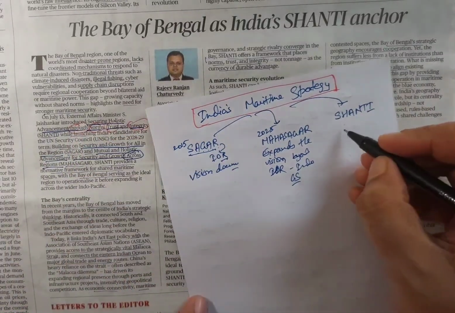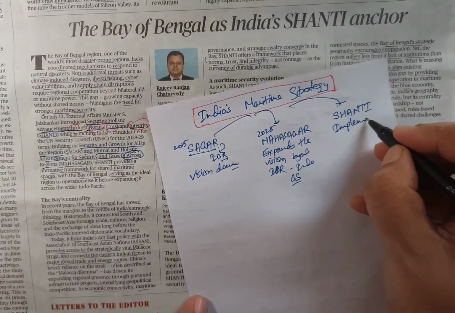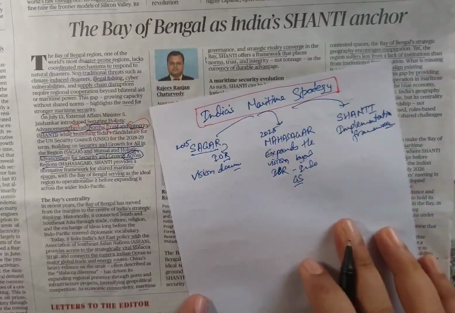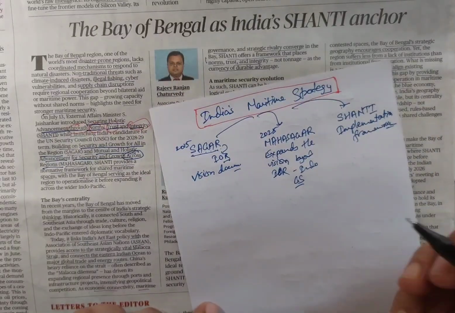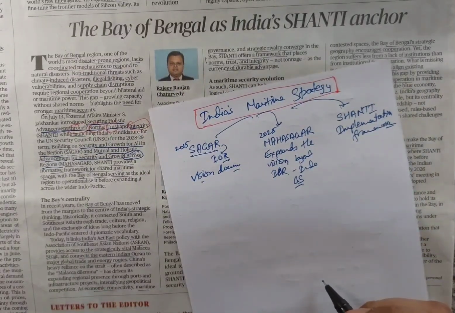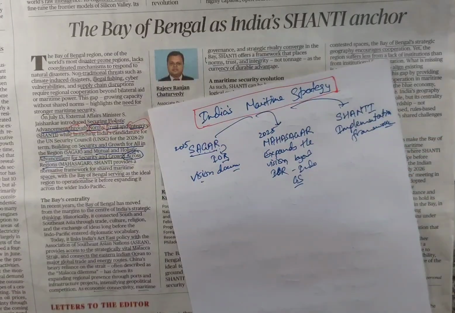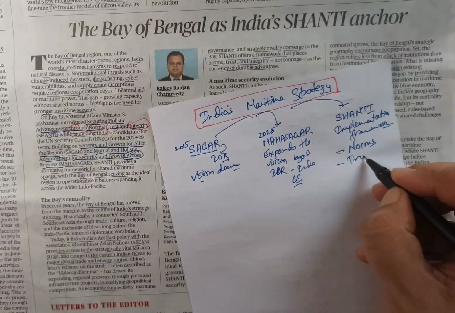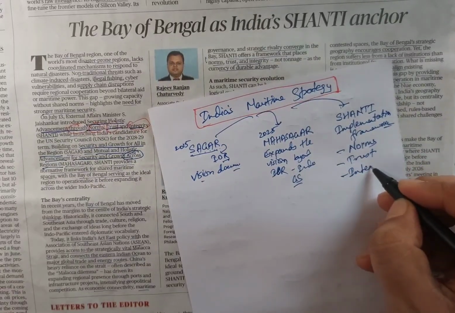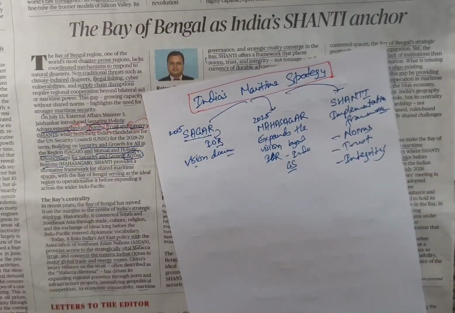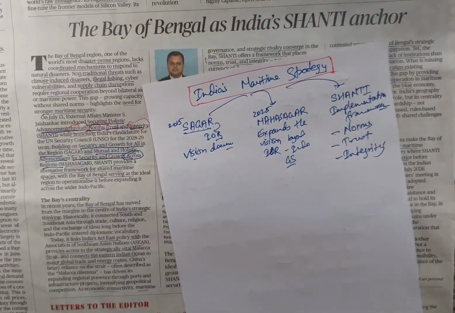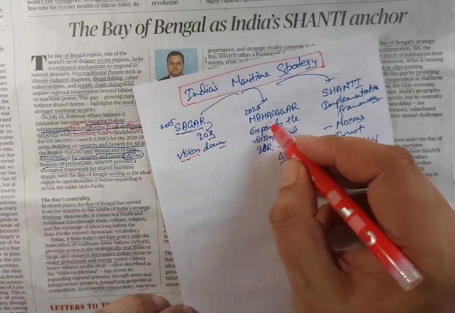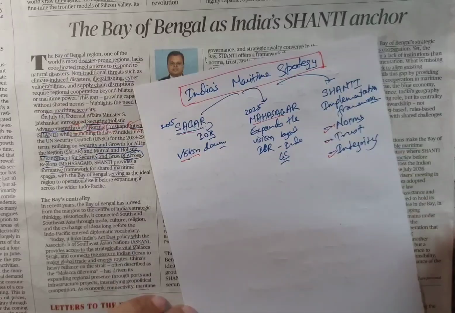So this SHANTI is an implementation framework. How to implement the vision of Sagar and Mahasagar? This SHANTI seeks to work on that. How to implement? Through norms, through trust, and through integrity. So this SHANTI is a kind of implementation framework that seeks to implement the vision of Sagar and Mahasagar through norms, trust and integrity.